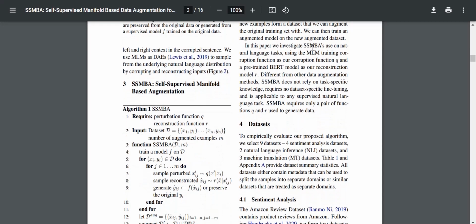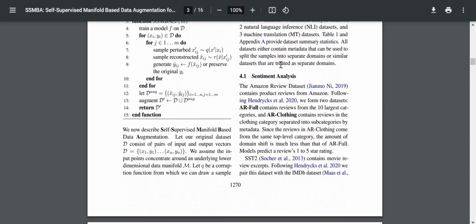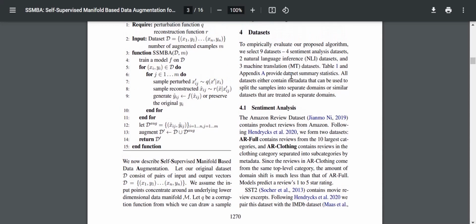In this paper, we investigate SSMBA's use on natural language tasks using the MLM training corruption function as the corruption function Q, which is basically a masked language modeling corruption function, and a pre-trained BERT model as the reconstruction model R. Different from other data augmentation techniques, SSMBA does not rely on task-specific knowledge, requires no dataset-specific fine-tuning, and is applicable to any supervised natural language task. SSMBA requires only a pair of functions to generate data. So they mention the datasets they're using and the statistics.